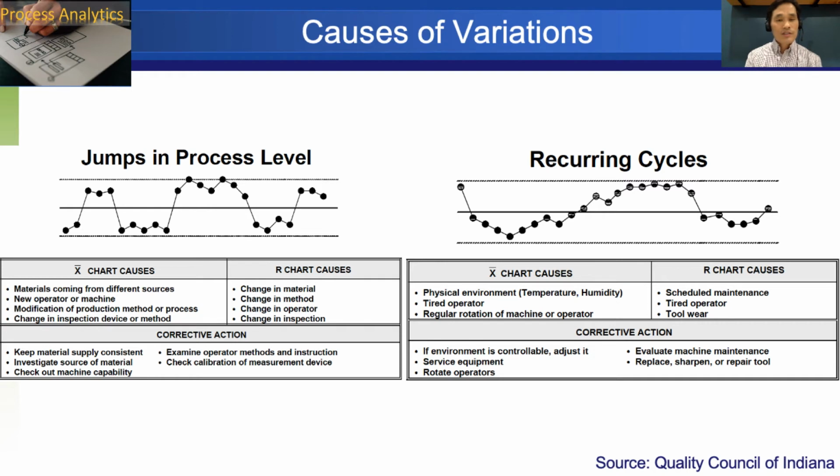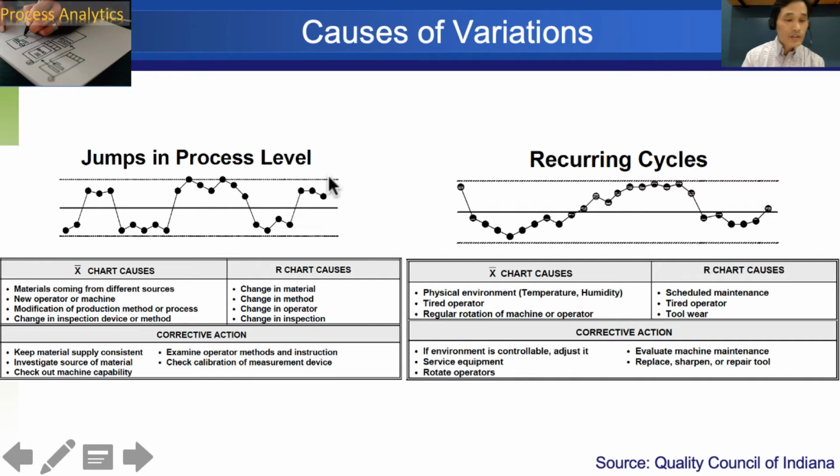Causes of variations. As we learned, there are two types of variations: assignable or natural causes of variations. And our goal from a statistical process control chart is to identify the assignable causes. Look at these jumps in process level. There are 2 points below, and then suddenly there's a jump from the second point to the third point, and then from the fifth point to the sixth point there's a jump. It's just staying there for a while, and then jumping up, and then jumping down, and then jumping up. So jumps are in the process level.